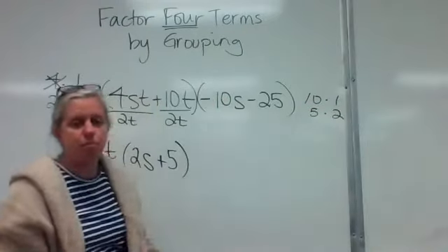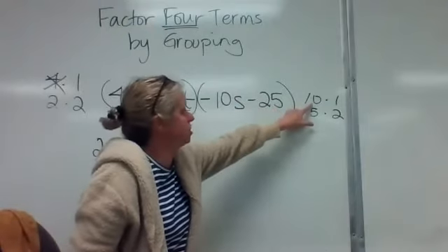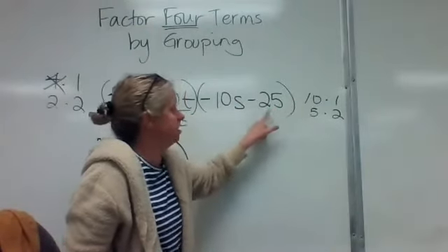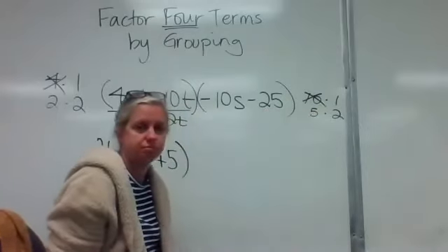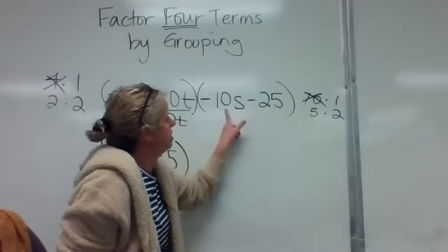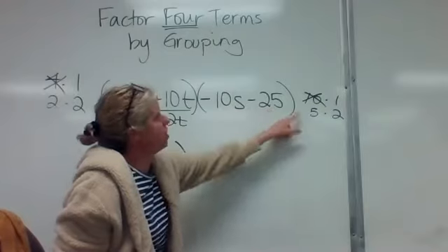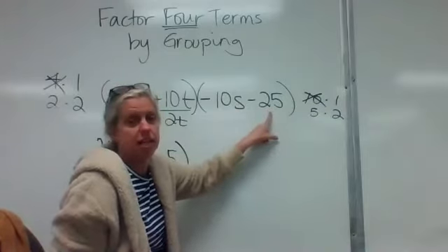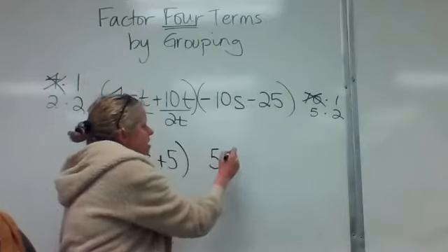So I need to find the biggest factor of 10 that will also go into 25. The biggest factor of 10 is 10, but will 10 go into 25? It won't. The next biggest factor is 5. All these numbers go into 10, so I don't even need to check it. Does 5 also go into 25? It does. So 5 is going to be what's in common.